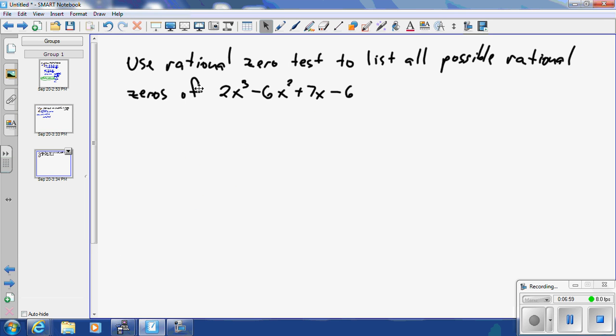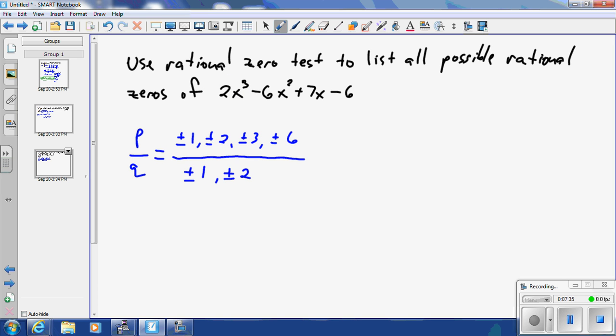Let's go to this third problem, using the rational zero test to list all the possible rational zeros of this function. Well, we know that the rational zeros, if there are any, are going to be in the form p over q, where p is the factor of this number. So I'm going to list the factors of negative 6. Well, that's basically plus or minus 1, plus or minus 2, plus or minus 3, plus or minus 6. The denominator is going to be the factors of the lead coefficient, which is 2. So plus or minus 1, plus or minus 2.